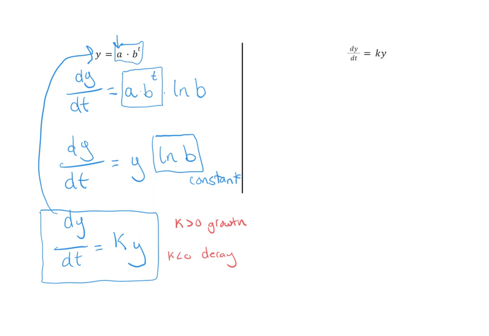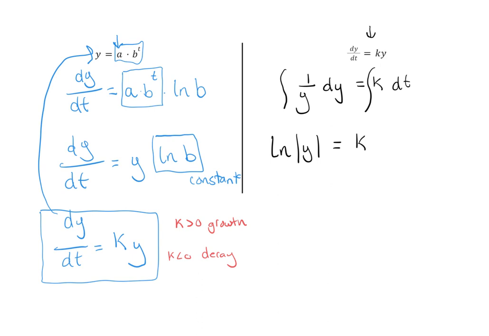Okay, so now over here, here's the differential equation. In that form, we're going to do separation of variables. So I'm going to bring the y over to the left, 1 over y dy equals, so that k over here and multiply by dt. So now I've got the integral on both sides. So I'll have natural log of the absolute value of y equals k times t plus c.